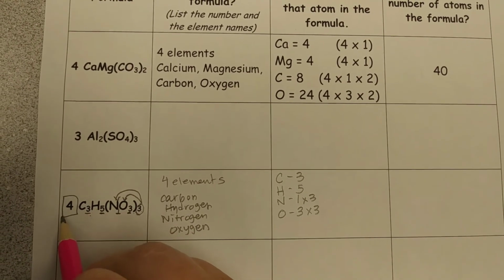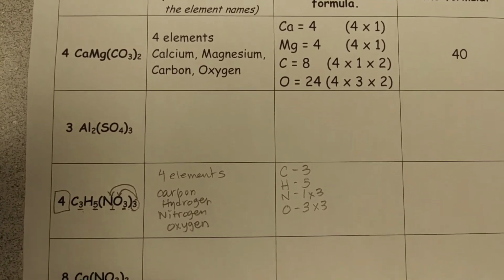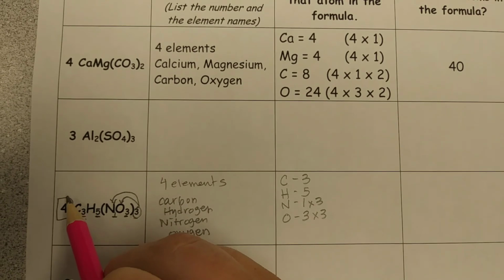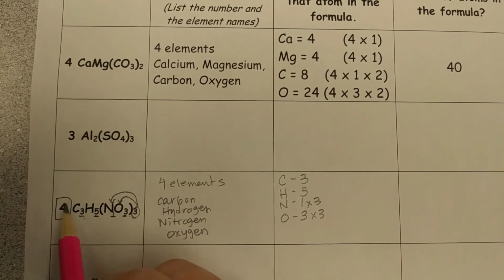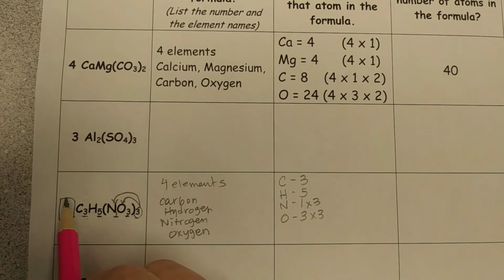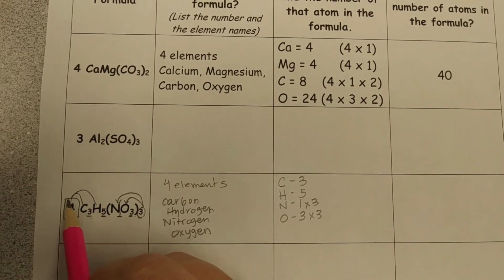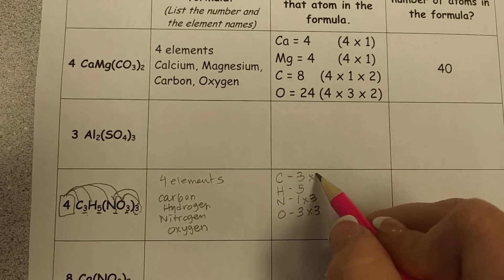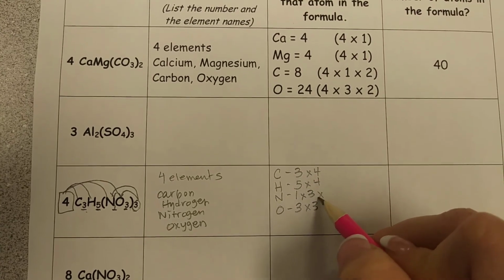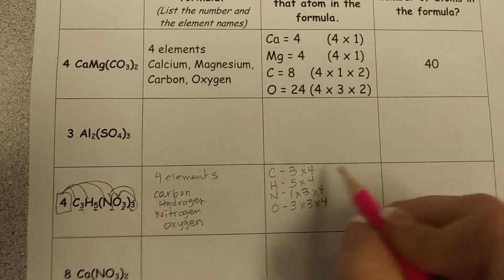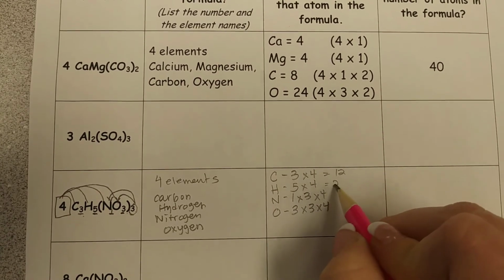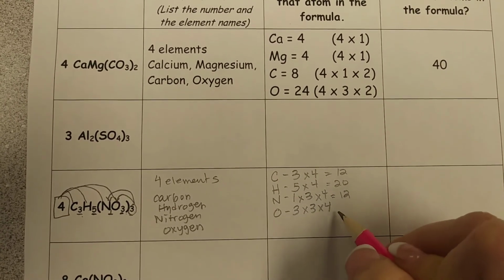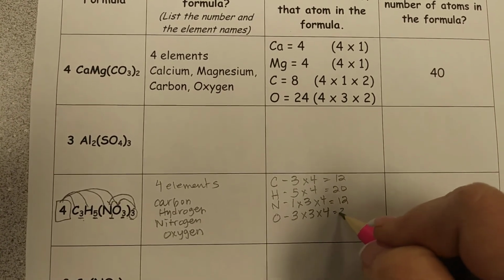Now we have our coefficient. Remember, the rule for the coefficient is that it goes with every atom that follows it. So this has to be multiplied by every single atom in the compound. So you're going to multiply everything by 4. Then you're going to do your math and you're going to total it up.